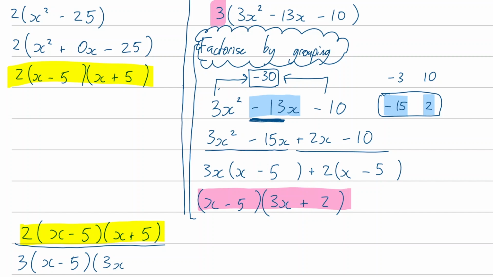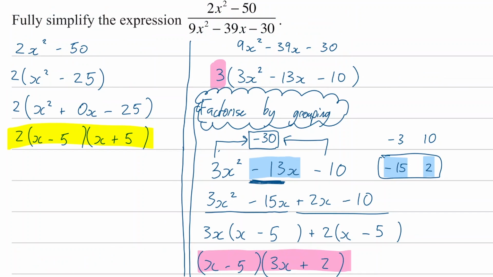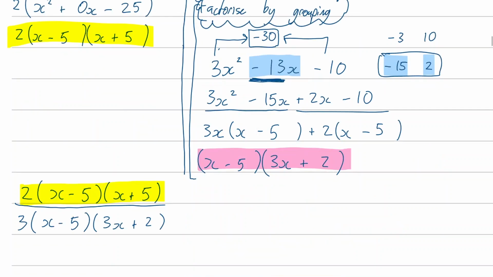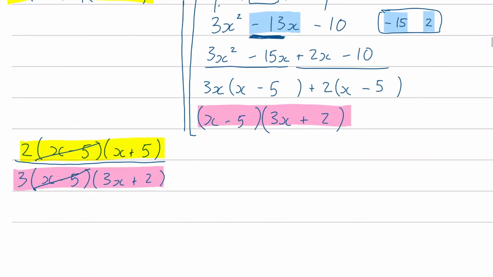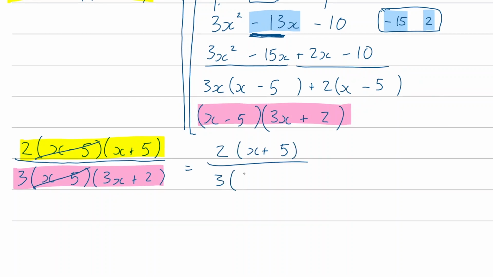So that's, I guess, the drawback of taking a little detour like I did. You might forget to reintroduce that 3. So just be mindful if you're doing some side working, bring it back up to the top and step through your working. All right. So now we have our factorized numerator, our factorized denominator, and hopefully you see we have a common factor, right? x minus 5. So we can eliminate that, and we're left with 2 times x plus 5 over 3 times 3x plus 2. And we're done.